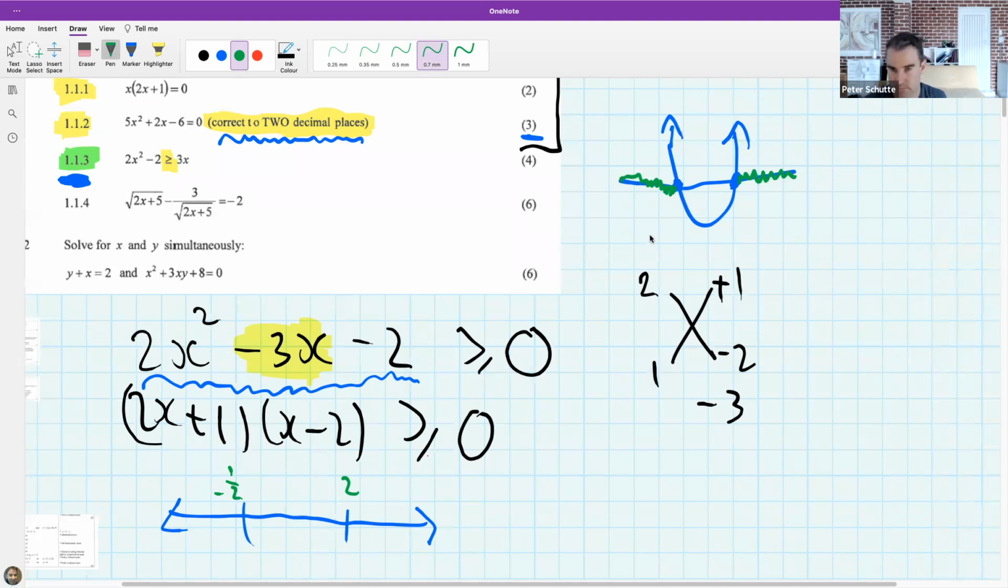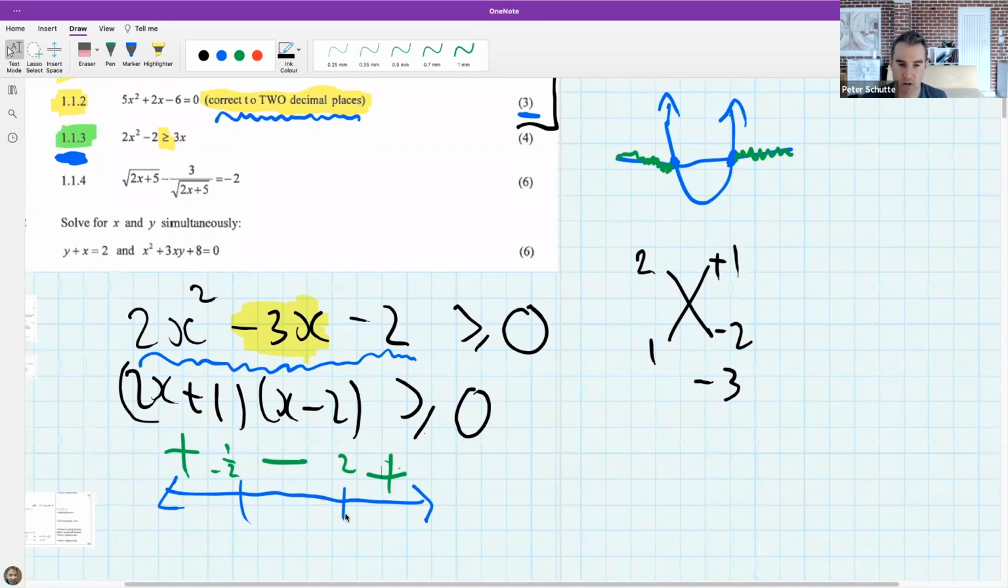This drawing is one way of knowing it, or I could choose a number greater than 2, like 10, and sub it into the expression. And you see this expression is positive here, negative here, positive here. Sometimes they call this a sign table because it shows the sign of the expression as the x value changes. So how do I actually read off my answer? My answer is where it's positive or 0.